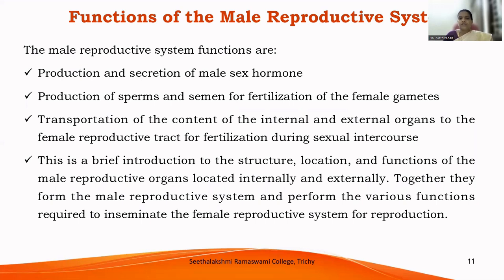This is a brief introduction to the structure, location, and functions of the male reproductive organs that are located internally and externally. Together, they form the male reproductive system and perform various functions required to inseminate the female reproductive system for reproduction.